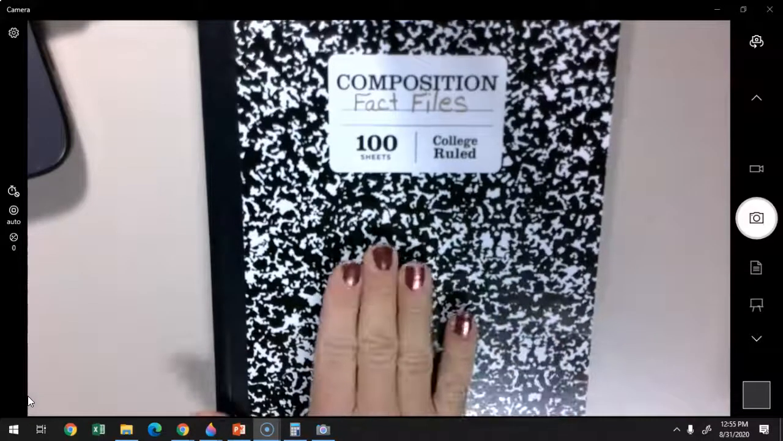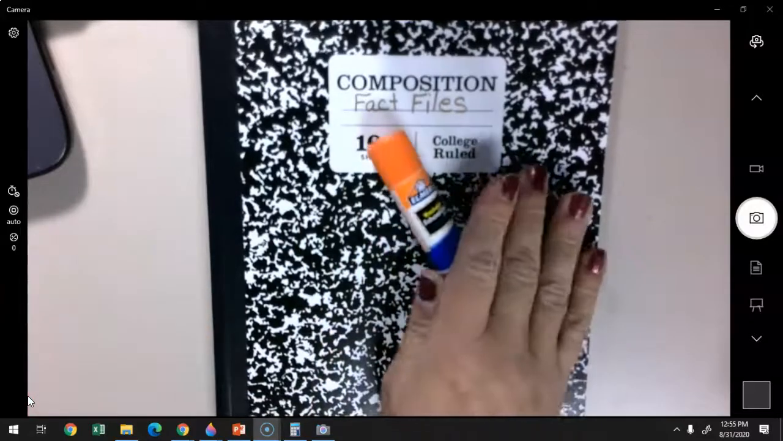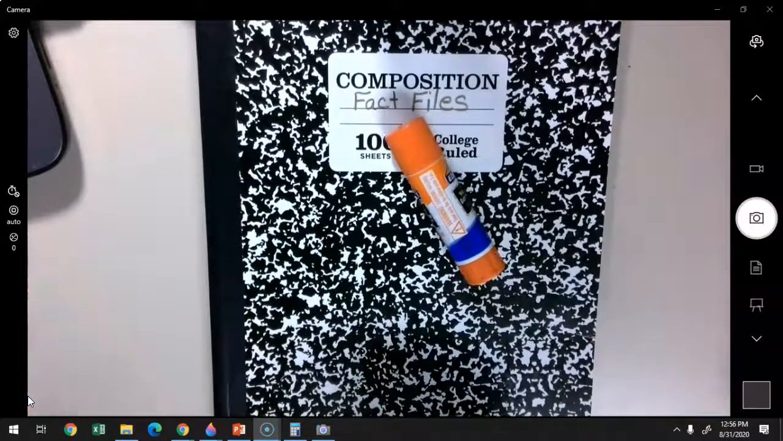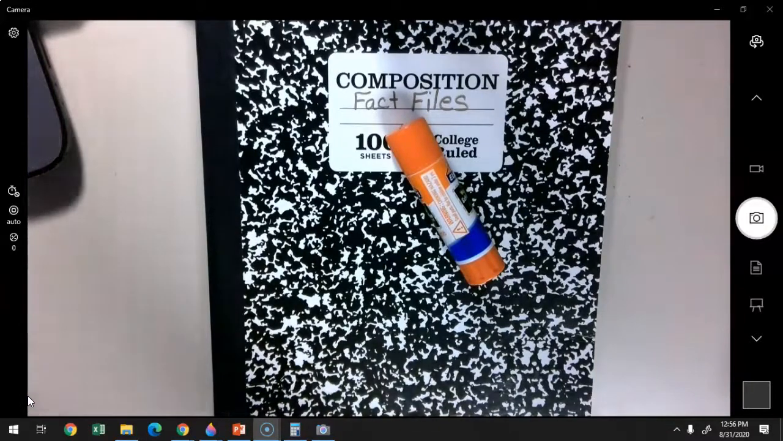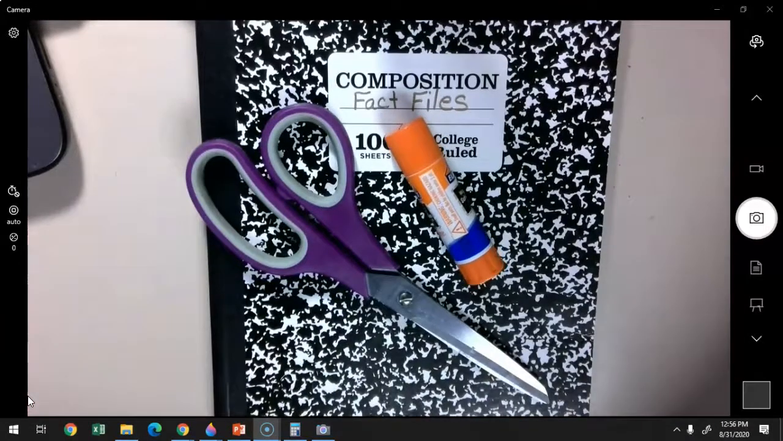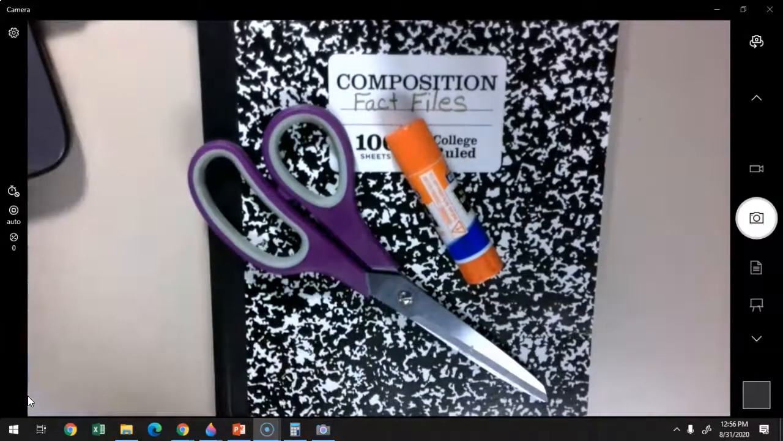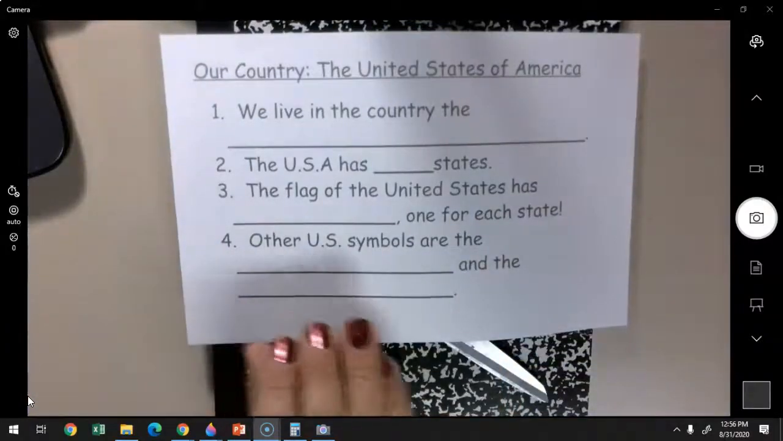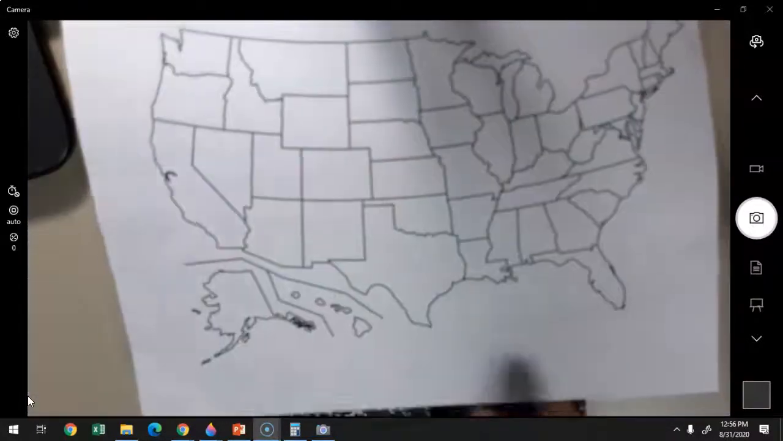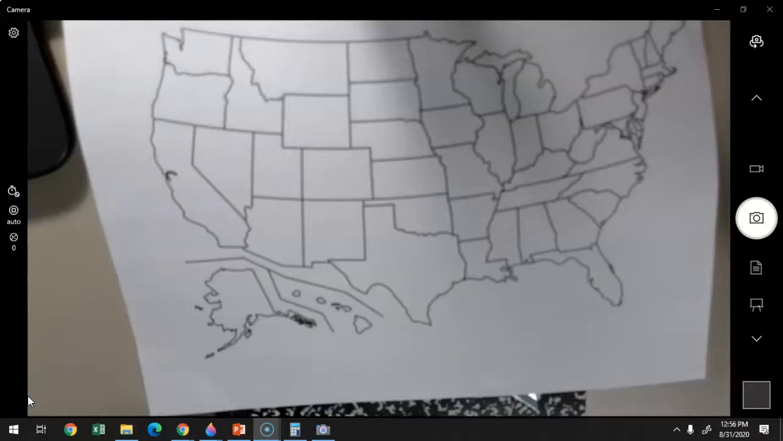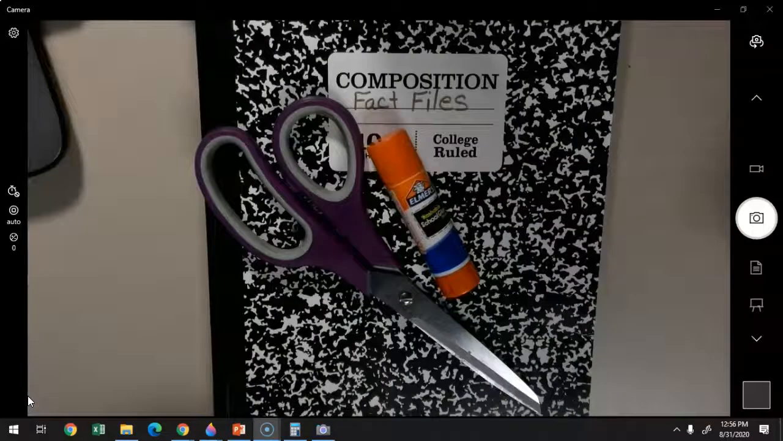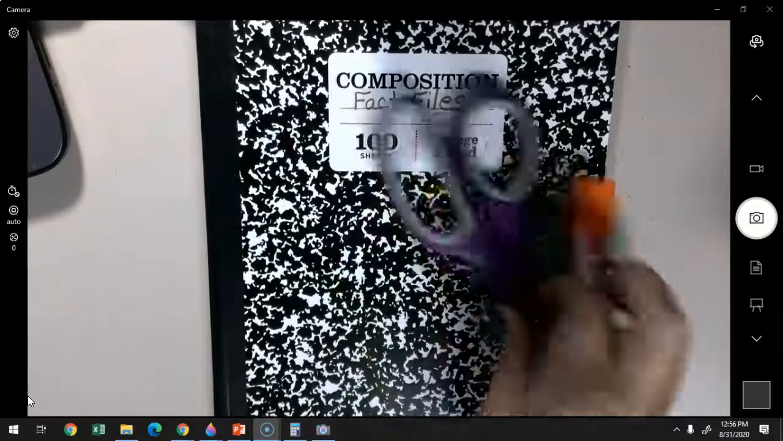Hey, boys and girls. We're going to be taking a look at our geography lesson 4 today. So you're going to need your fact files, your glue stick, your scissors, your notes, which are the United States of America, and the map that looks like this. So let's go ahead and get our fact files ready.